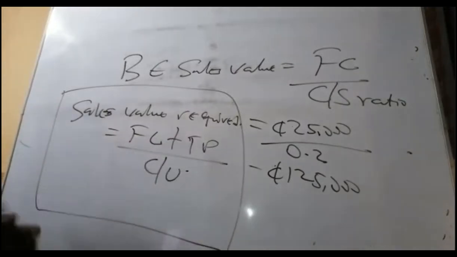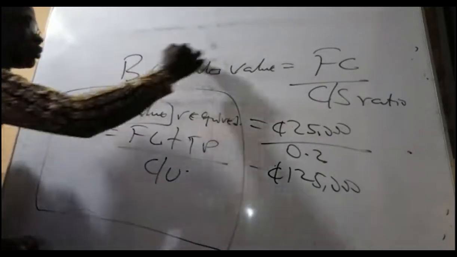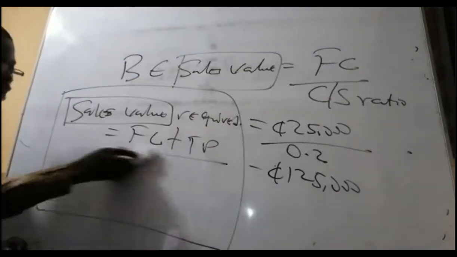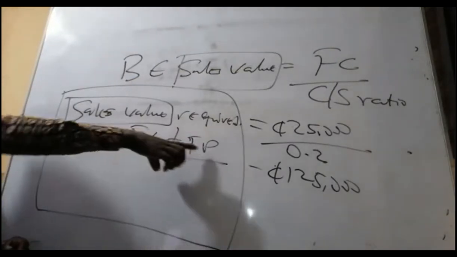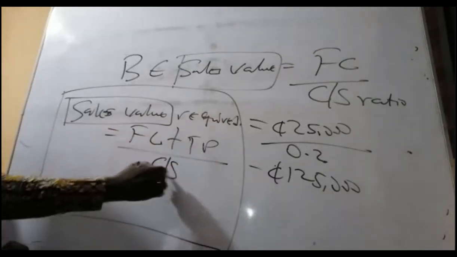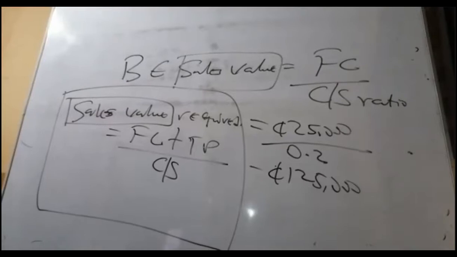Great. Now, once you're looking for value, sales value, you divide that item by the CS ratio to give the sales value. So here, the formula will be the fixed cost plus the target profit divided by the CS ratio to give you the value. Straightforward. Yes. And that is the end of the game.